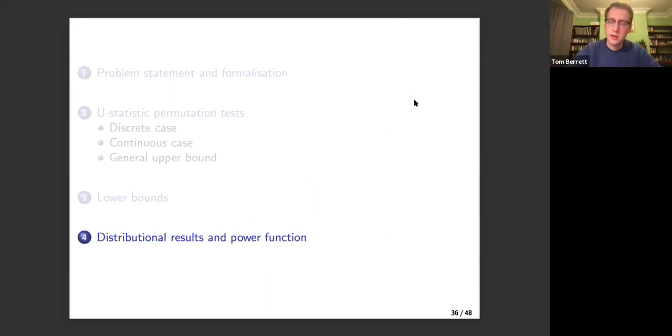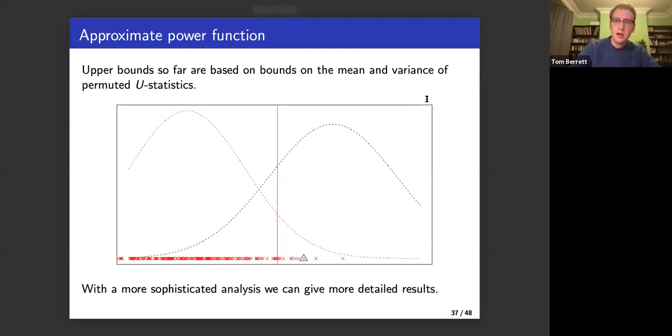Let's talk a bit more now about some distributional results. As I've said previously, these minimax testing radius results are based on first and second moments of true and null test statistics. We were interested in proving something a bit more detailed. And what we're doing really is we're doing normal approximations.